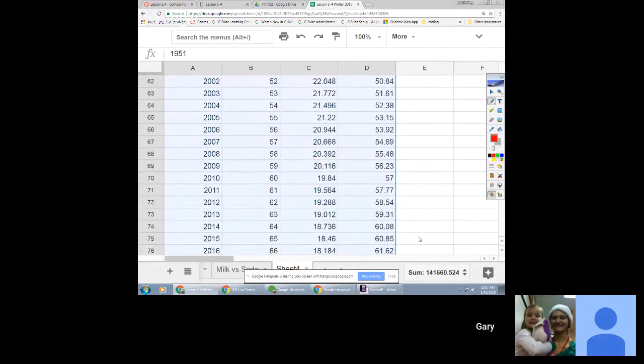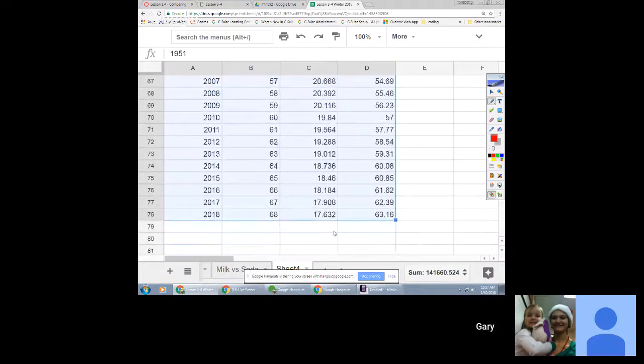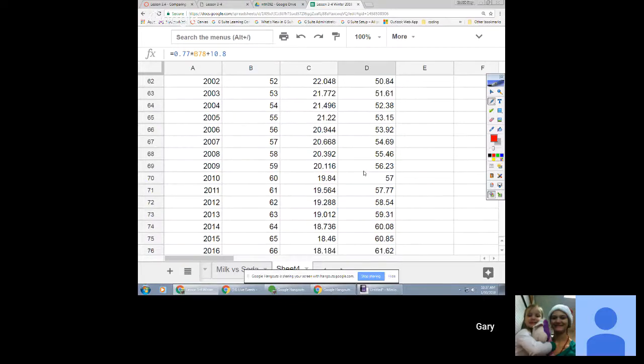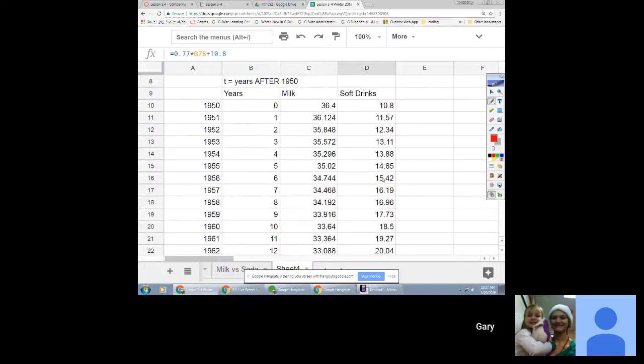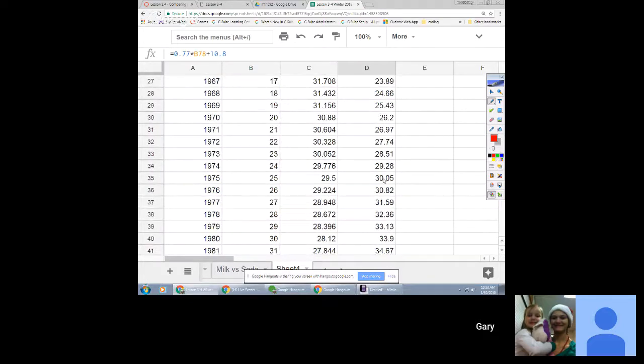Okay. So if I plug this in correctly, my model says in 2018, we're going to be down to below 18 gallons per person per year for milk and about 63 gallons per person per year for soft drinks. And what we want to look at here in the table is about when did one start to beat the other, right? Because at first milk is higher, but soft drinks are on the rise. And eventually we're going to see that soft drinks are going to be more popular than milk. So about when did that shift? So somewhere in this region.